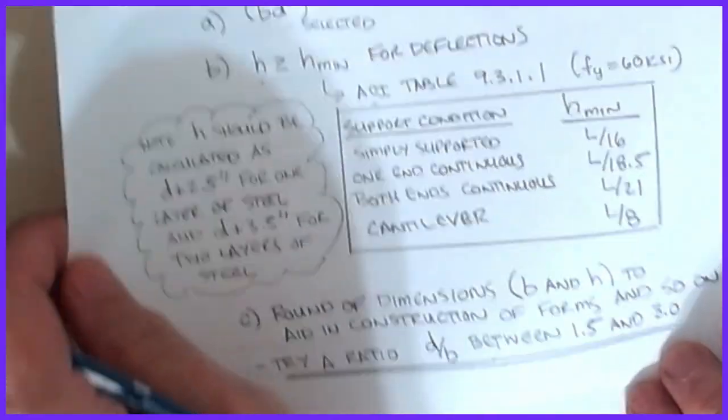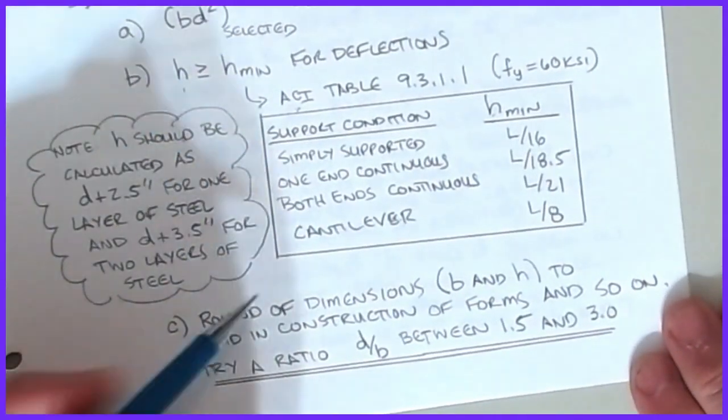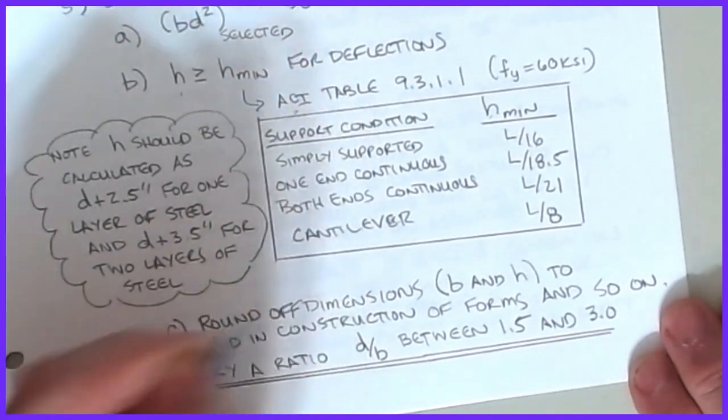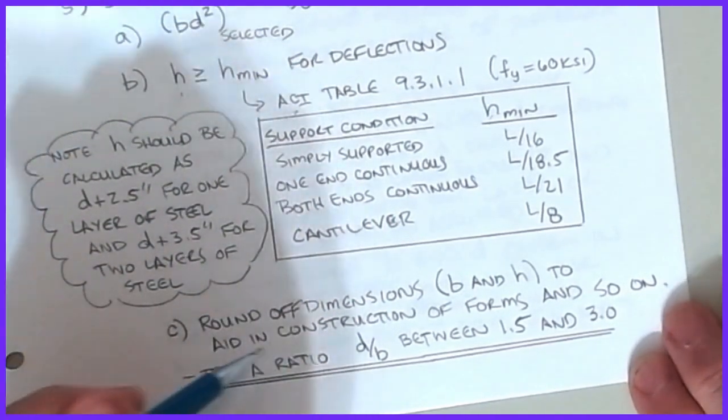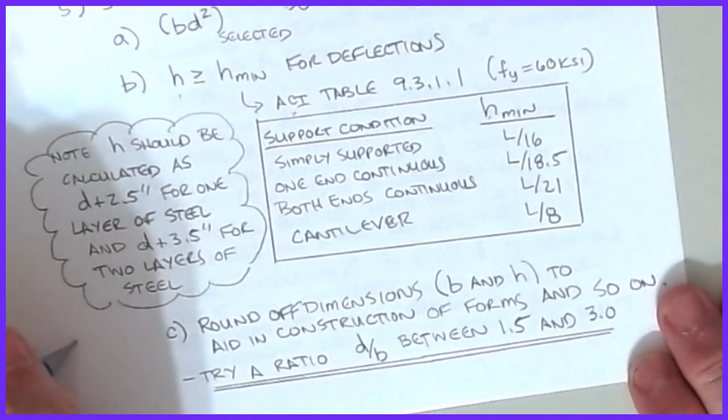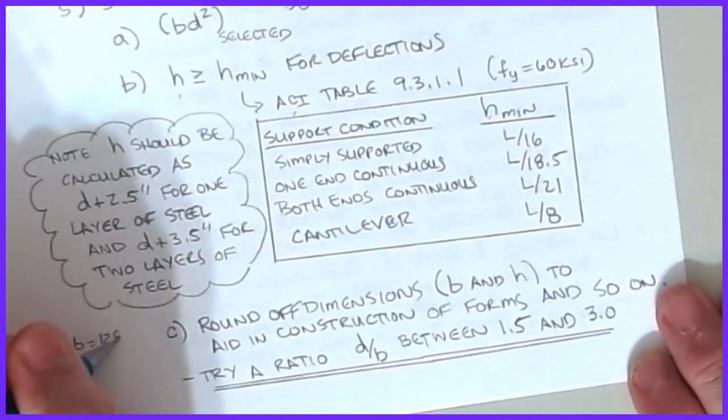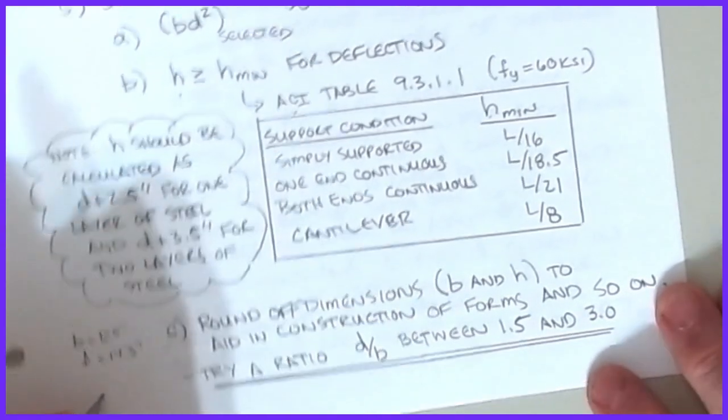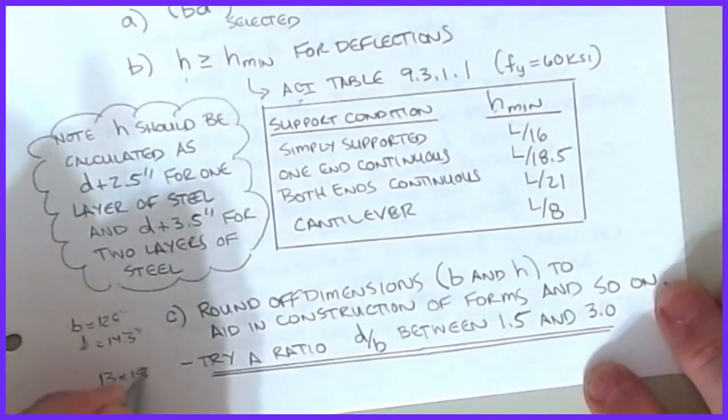Once you solve for b and d out of that formula, we're going to round off our dimensions to aid in the construction of the forms and so on. Normally, if you find out that b is 12.9 inches and d is 14.3 inches, I'm generally going 13 by 15.